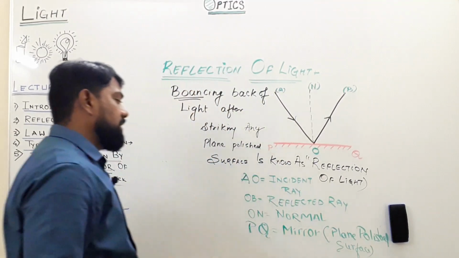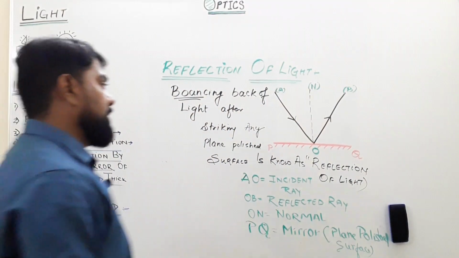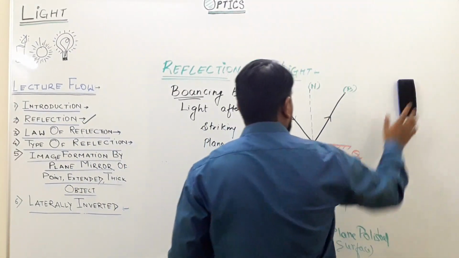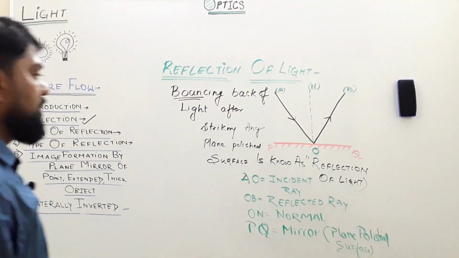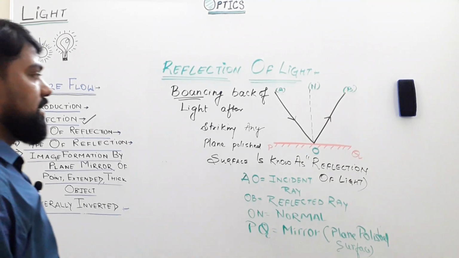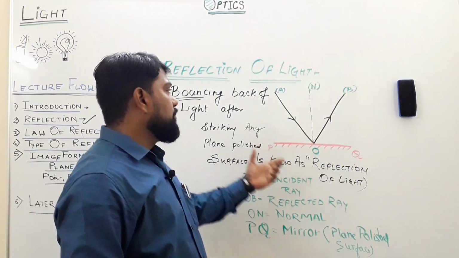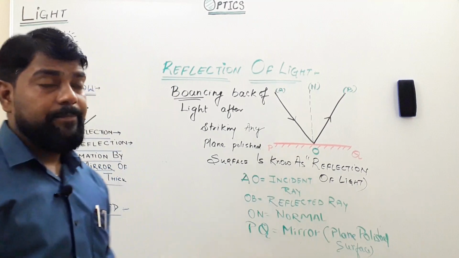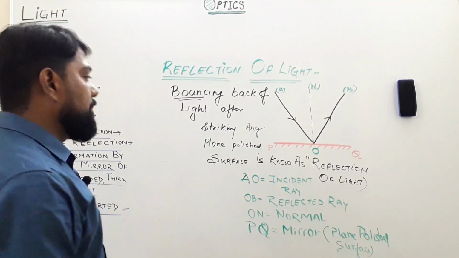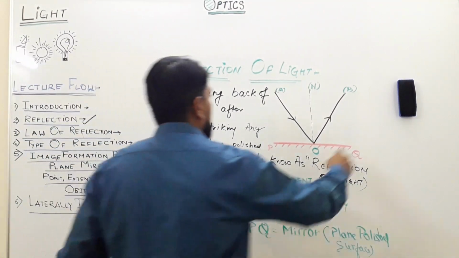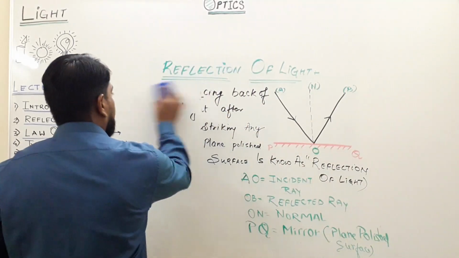Okay, we used to say plane polished surface, or you can say mirror. I hope that it is okay to all of you up to here. In this topic we have come to know what is incident ray, what is reflected ray, what is normal, what is PQ, and what is reflection of light. In the next topic we will discuss the law of reflection.